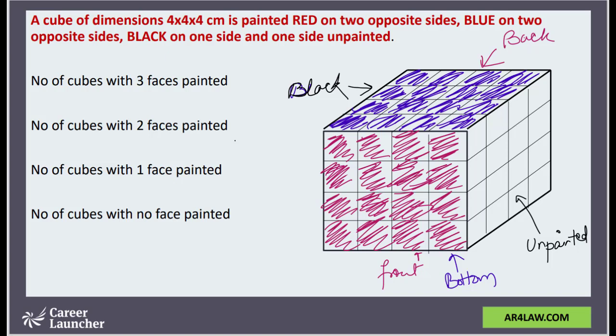Blue, it has been painted blue on the other 2 opposite sides. So we are taking that the top and the bottom has been painted blue. It is painted black on one side. So this side, which is not being visible to us, we are taking that it has been painted black, and one side has been left unpainted. And now we have to answer how many smaller cubes have 3 faces painted, 2 faces painted, 1 face painted, and no face painted. Let's see how we go about it.